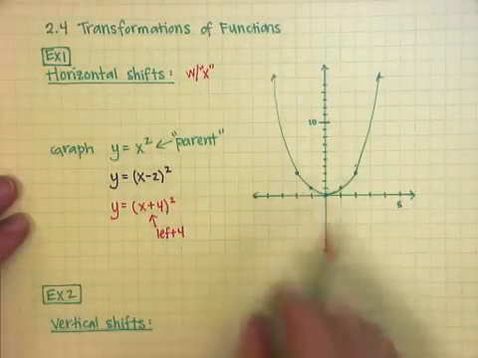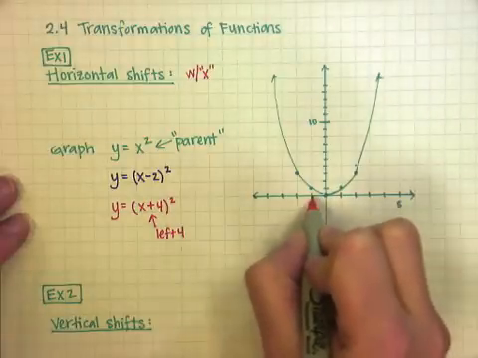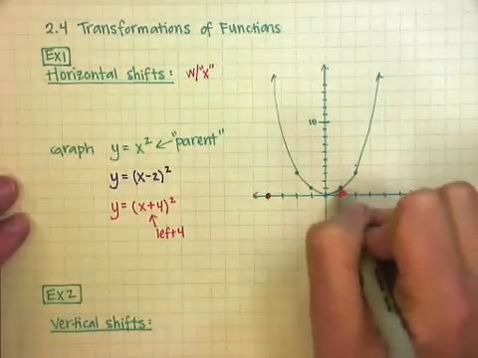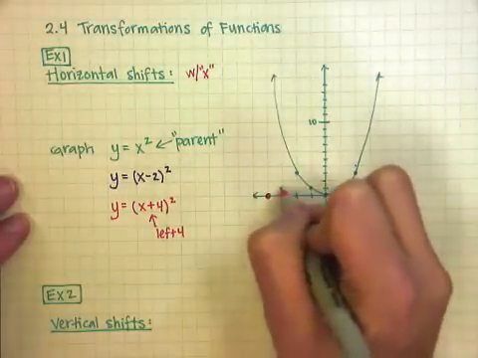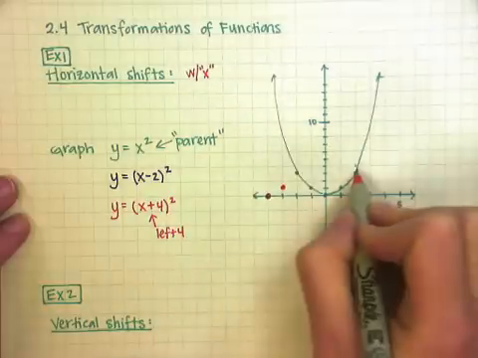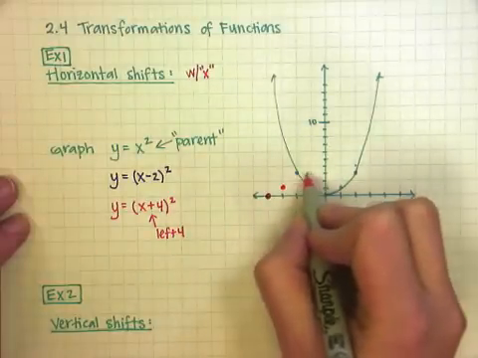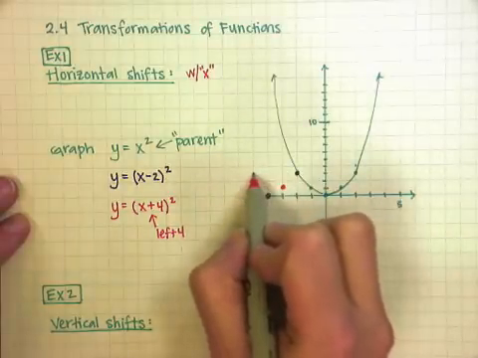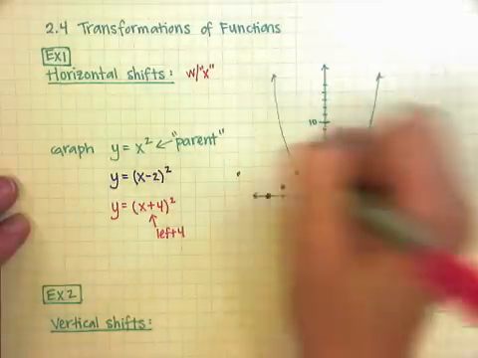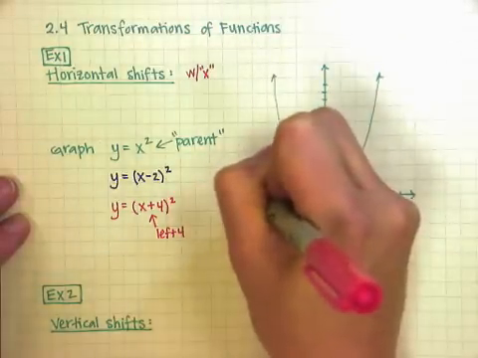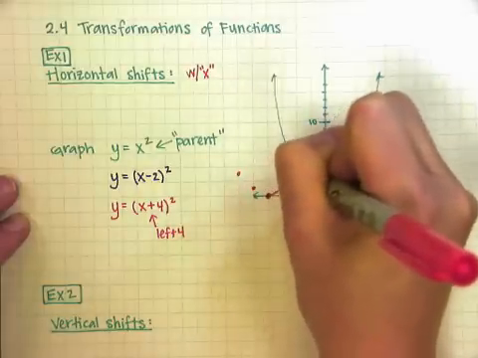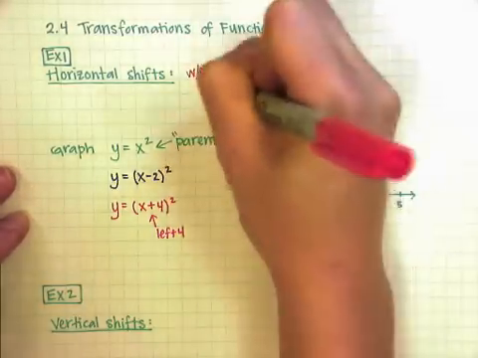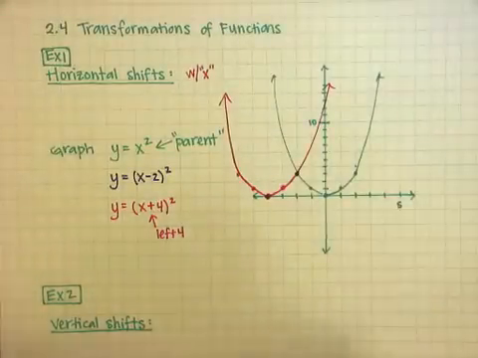So that means I'm taking each point on my parabola and going back 4. 1, 2, 3, 4. There's that point. This guy goes 1, 2, 3, 4. This point goes back 1, 2, 3, 4. And this point goes back 1, 2, 3, 4. And we've got one here also. So here's my parabola shifted 4 units to the left.